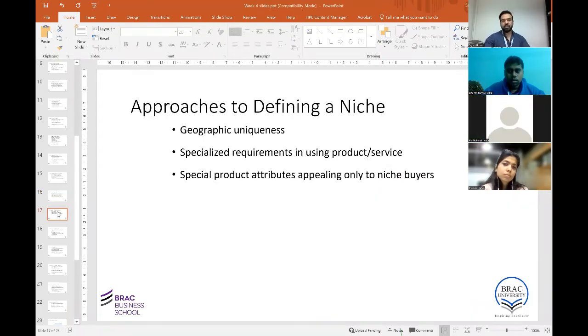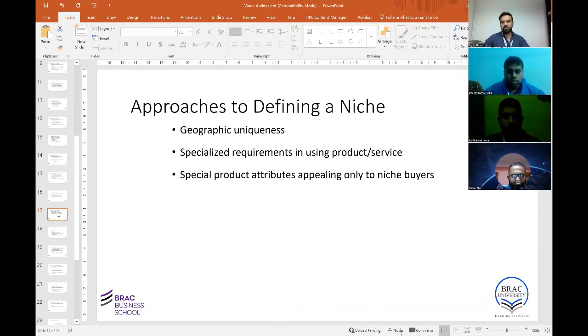So, some approaches to defining a niche, because when you want to focus, you need to have some approach. Sometimes you can just offer the geographic uniqueness. That's probably what Sudipto is mentioning, offering the geographic uniqueness, because paragliding is only possible in Cox's Bazar. You can't offer paragliding in Dhaka. No one in Dhaka would do paragliding, because there's no space here, this is not something that is possible here.